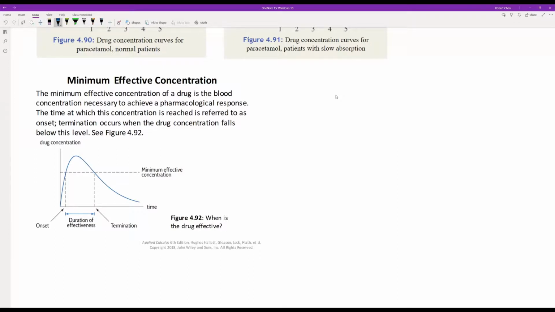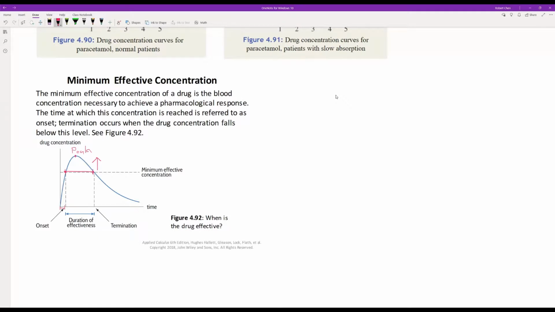All right, so we can look at the graph, pretty self-explanatory, right? The first part, this little part, is onset, right? And then duration of effectiveness is when the concentration is over the minimum effective concentration, right? So it's effective between this timeline, right? Of course, it includes the peak, right? And termination is when the concentration falls below the minimum effective concentration, right?